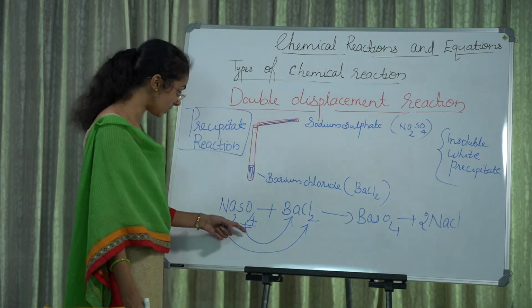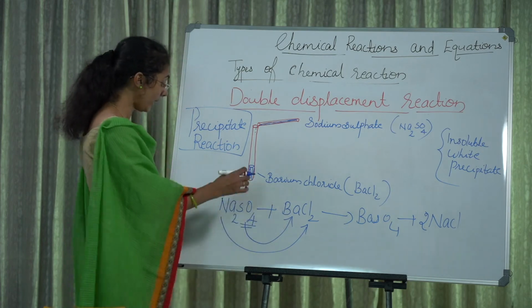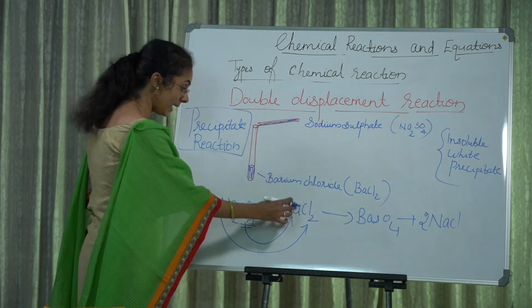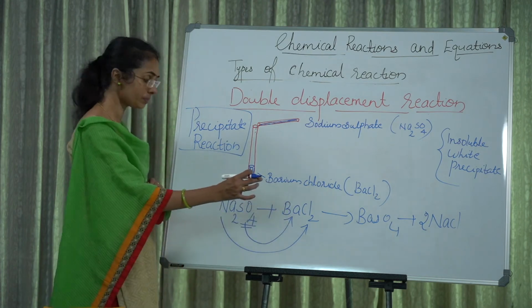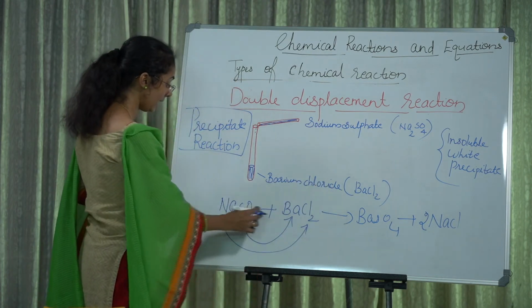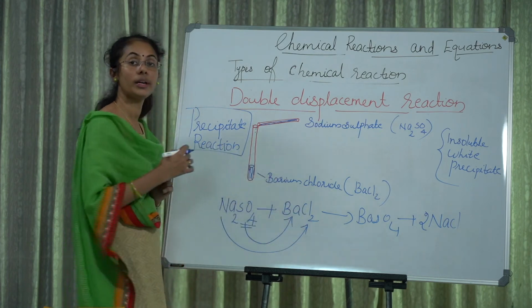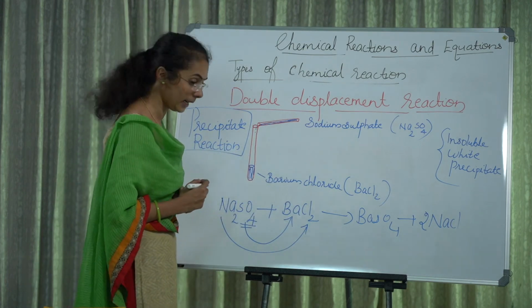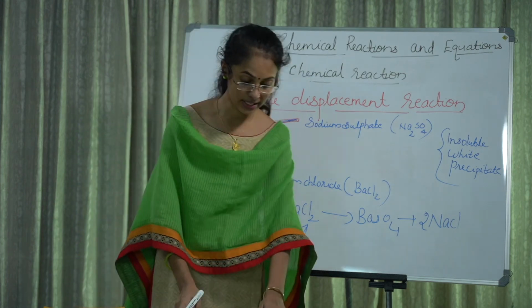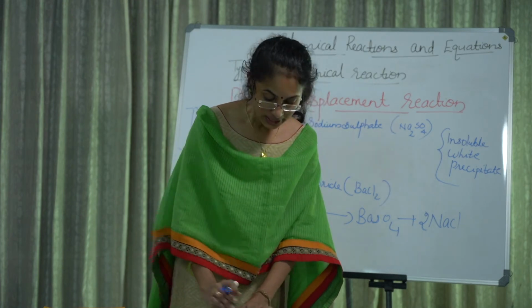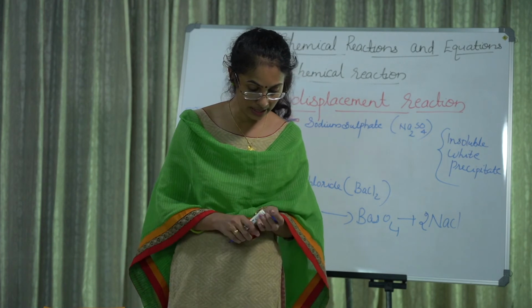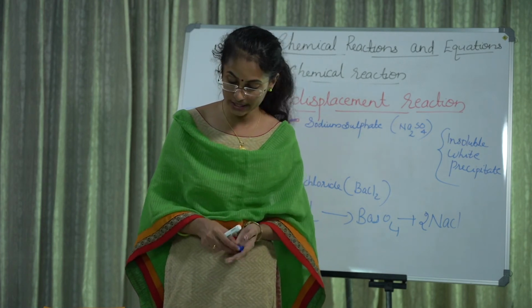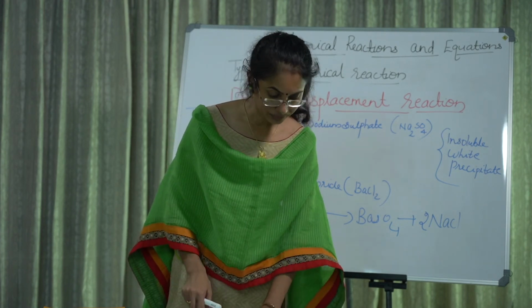First one is SO4 and barium: one ion from this compound and another ion from this compound. Then SO4 reacts with barium to form barium sulfate, and sodium reacts with chlorine to form sodium chloride. This type of reaction is known as a double displacement reaction.